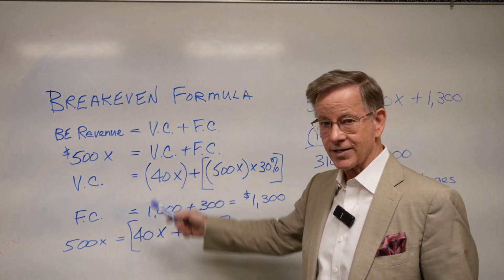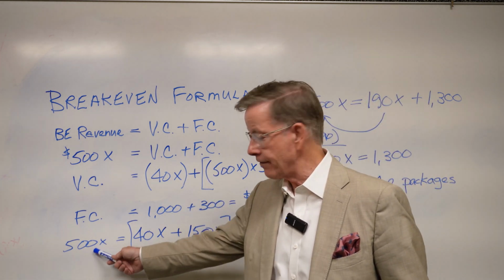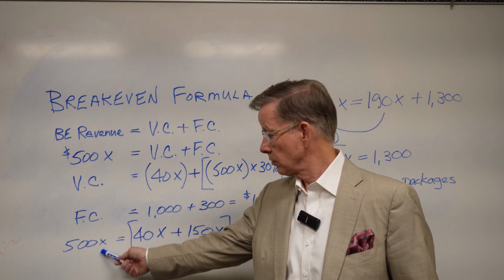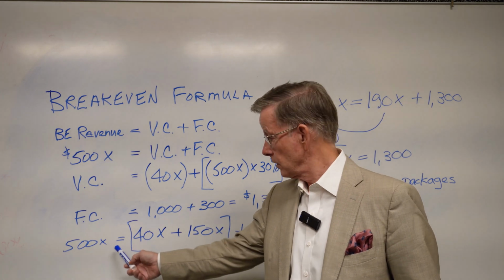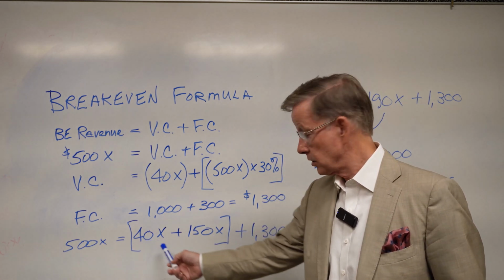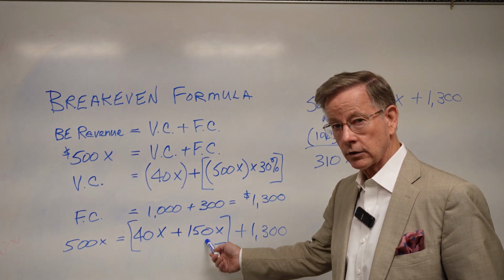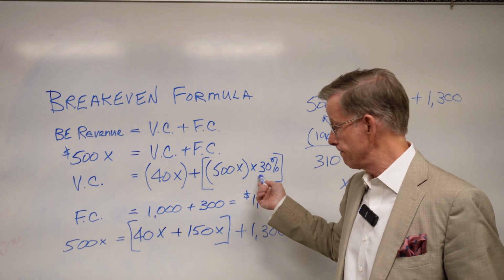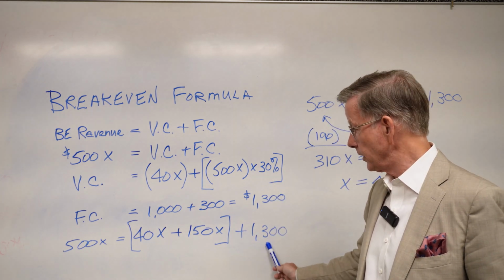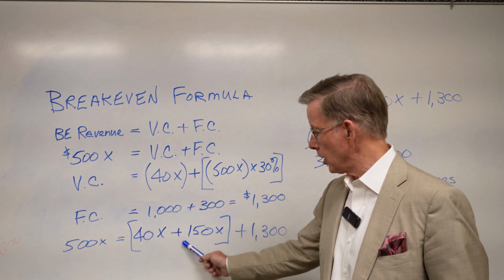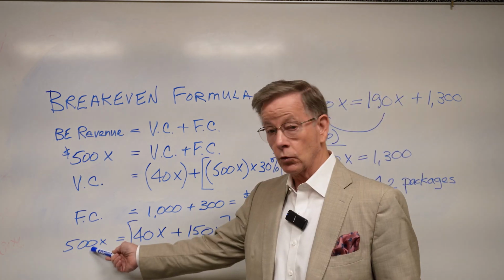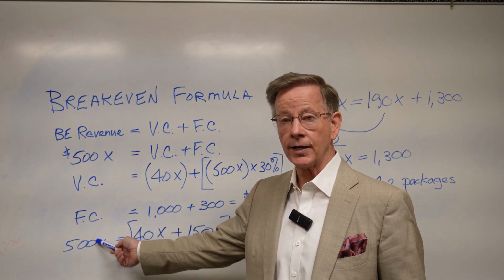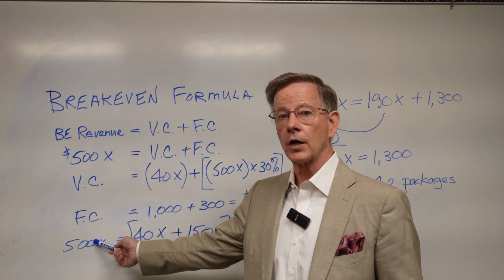So how does this all kind of sift down to a formula? Well, 500x, which is basically our revenue, okay? We're solving for x, okay? Equals 40x plus 150x. We get the 150 by taking 500 times the 30%, okay? Plus 1,300. So we have our variable costs plus 1,300 equals 500x. So when we solve for x, that is our break-even number of packages that we need to sell, okay?